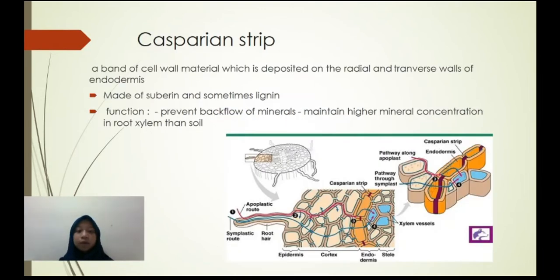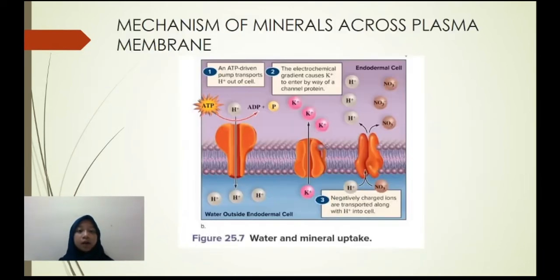So we will move to the mechanism. This mechanism uses a proton pump, which we also call the plasma membrane pump. It will hydrolyze ATP and release energy. The energy will be used to transport hydrogen ions out of the cell.